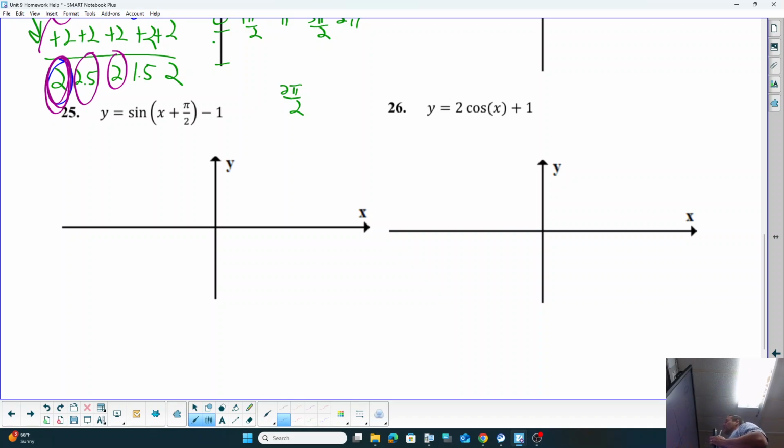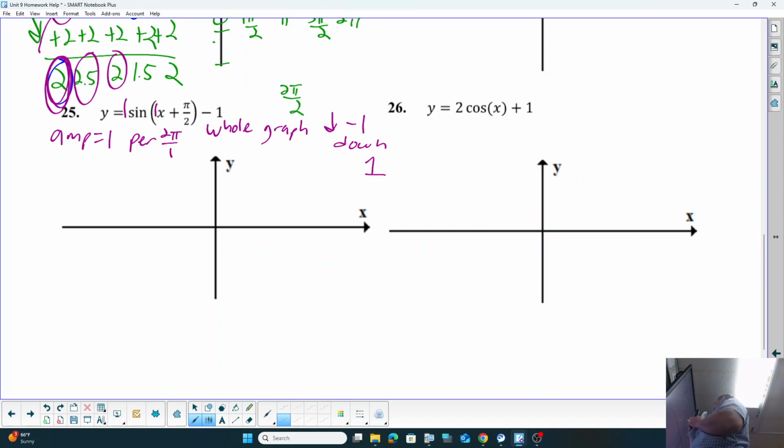Okay, so let's see here. The whole graph is going to go down 1, down 1, down 1. Interesting. Okay, this is sine with an amplitude of 1. So our amplitude is 1. Our period is 2 pi over 1, which is just 2 pi.